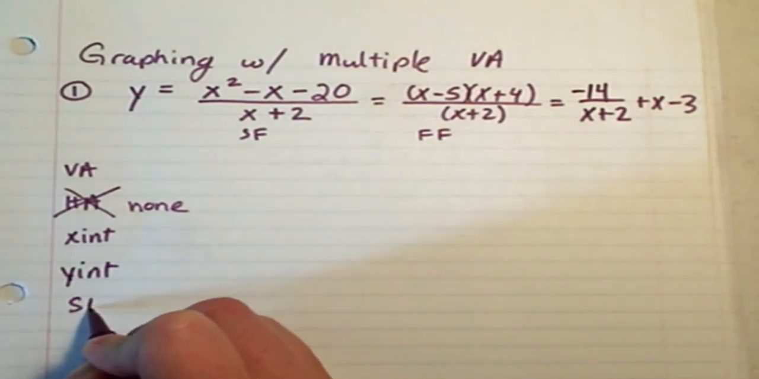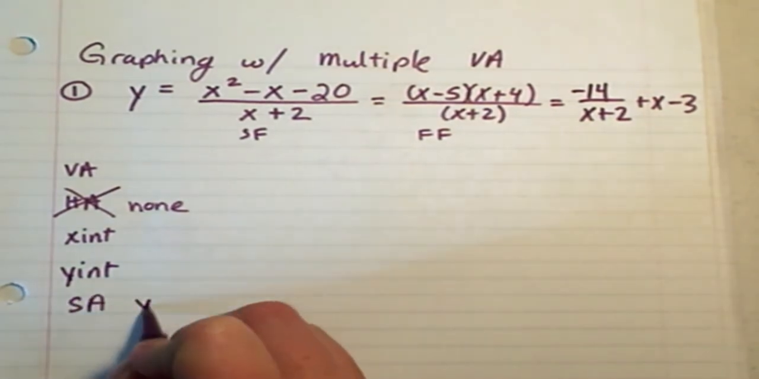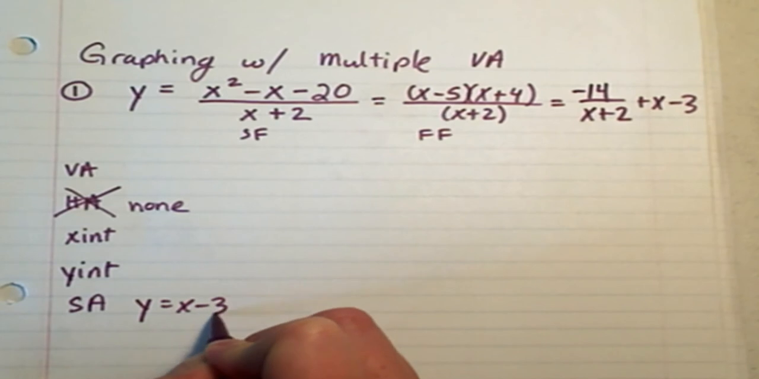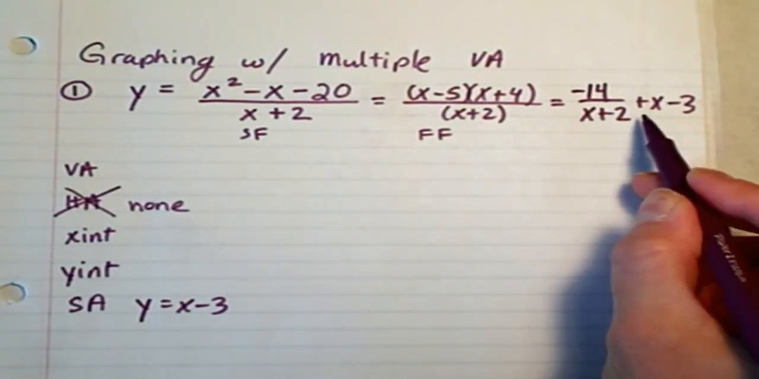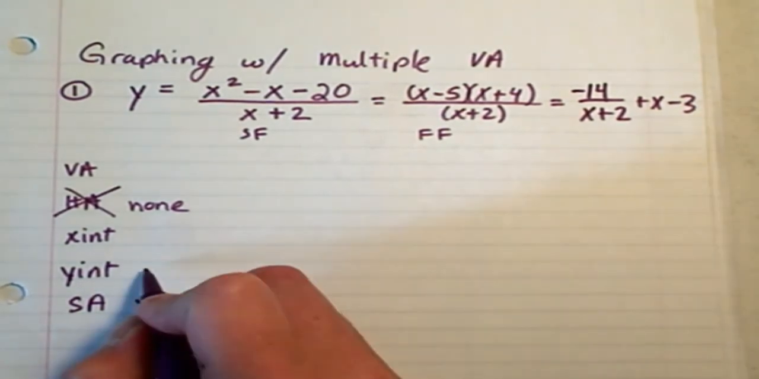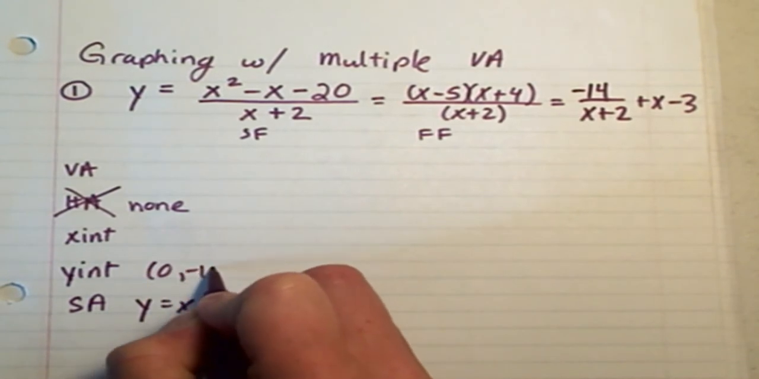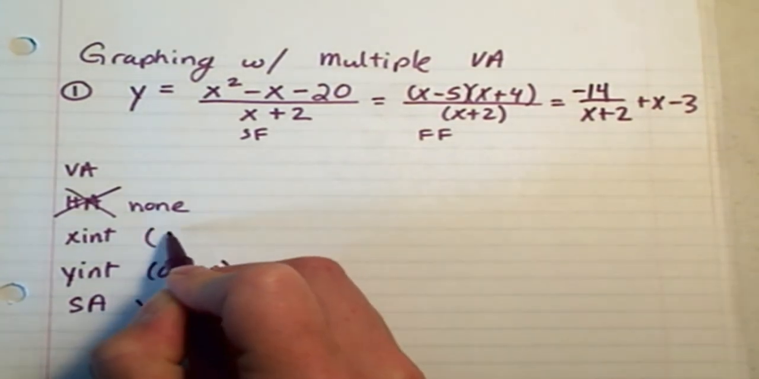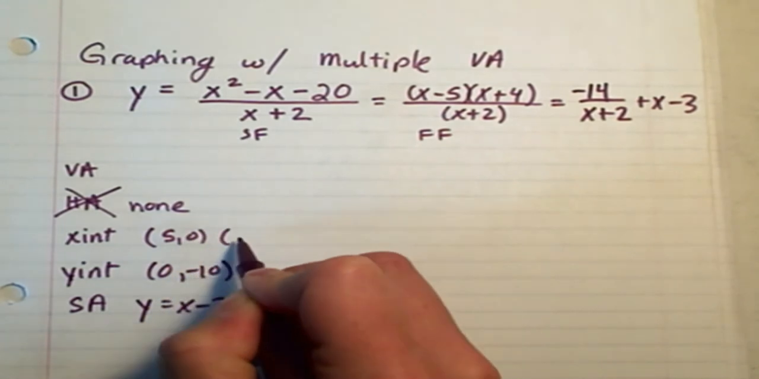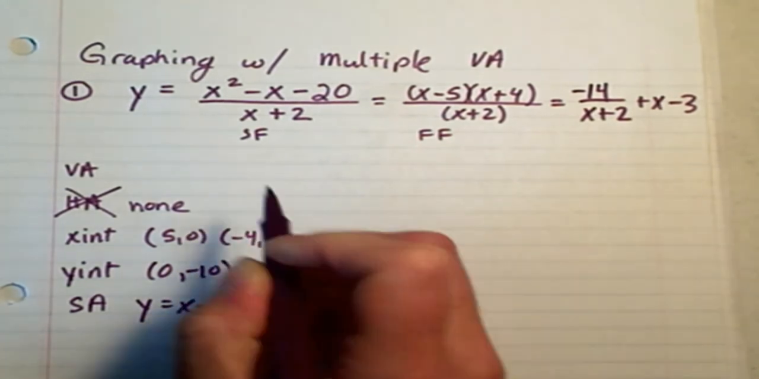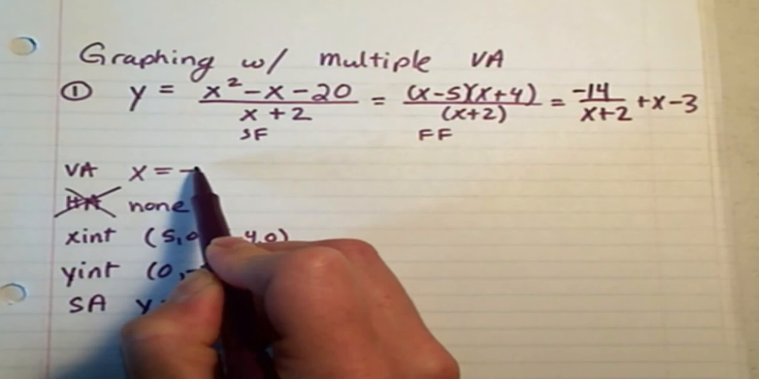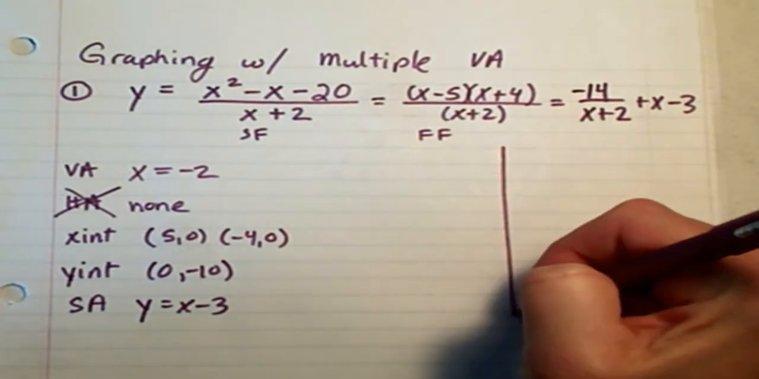None. So we're going to have a slant asymptote. That's going to be y equals x minus 3. Comes from this part right here from that synthetic division. Okay, I've got 2 x-intercepts from that factored form there. Okay, and x equals -2.